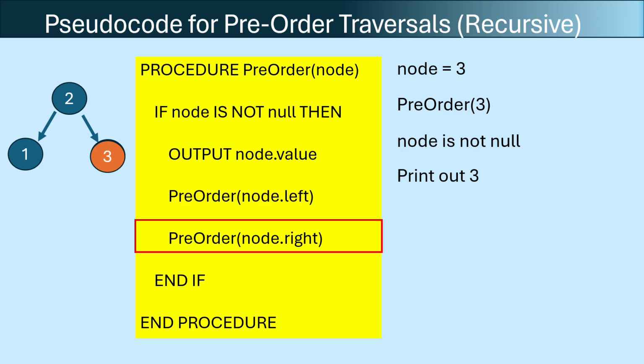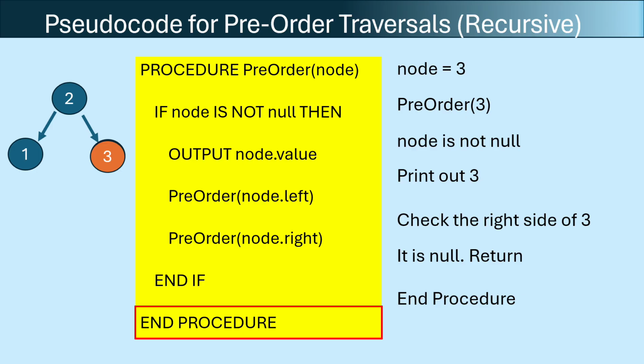Now we've done the left side. The right side is null. So we now need to end the procedure.